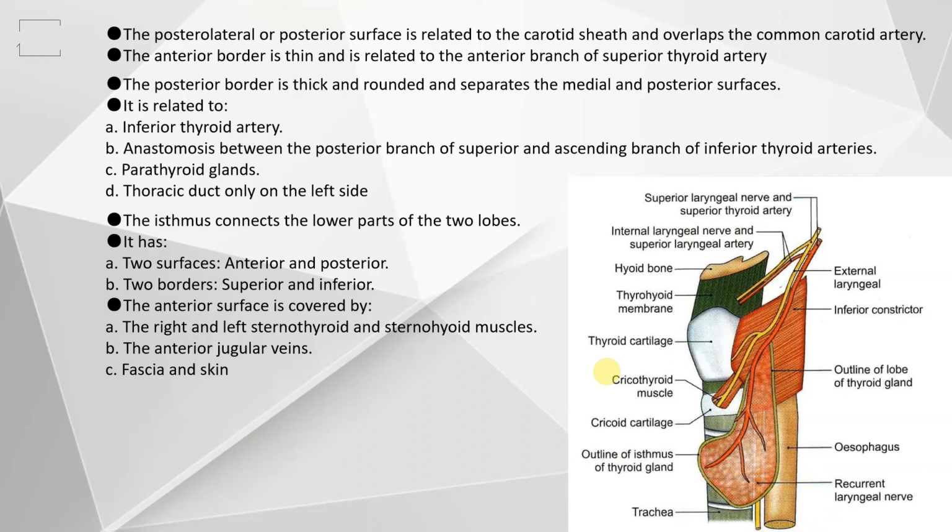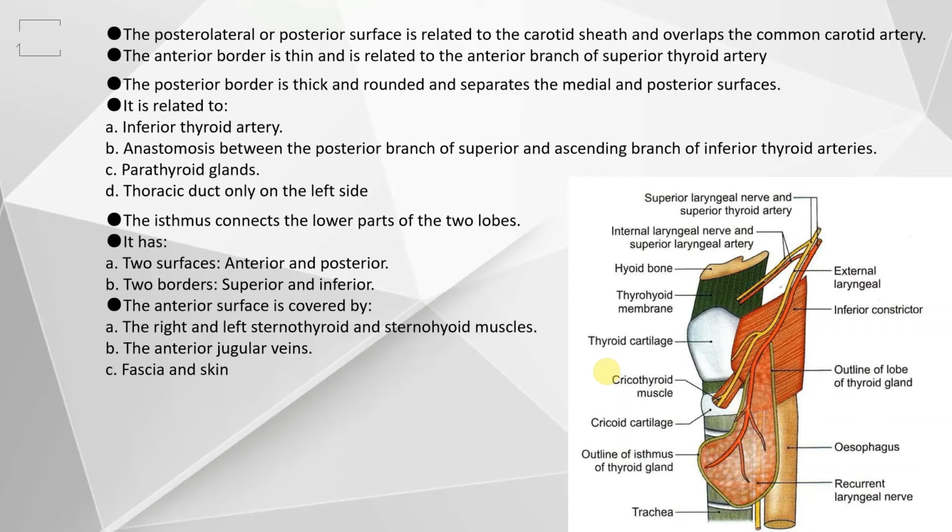The anterior border is thin and is related to the anterior branch of superior thyroid artery. The posterior border is thick and rounded and separates the medial and posterior surfaces. It is related to inferior thyroid artery, anastomosis between the posterior branch of superior and ascending branch of inferior thyroid arteries. Parathyroid glands. Thoracic duct only on the left side.